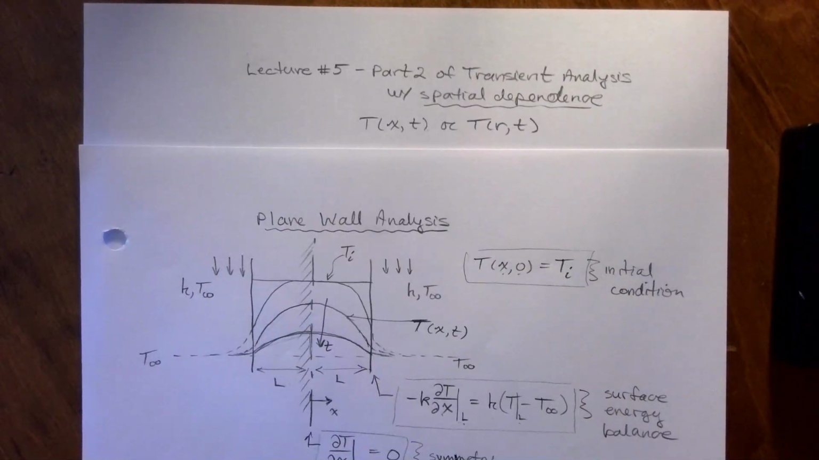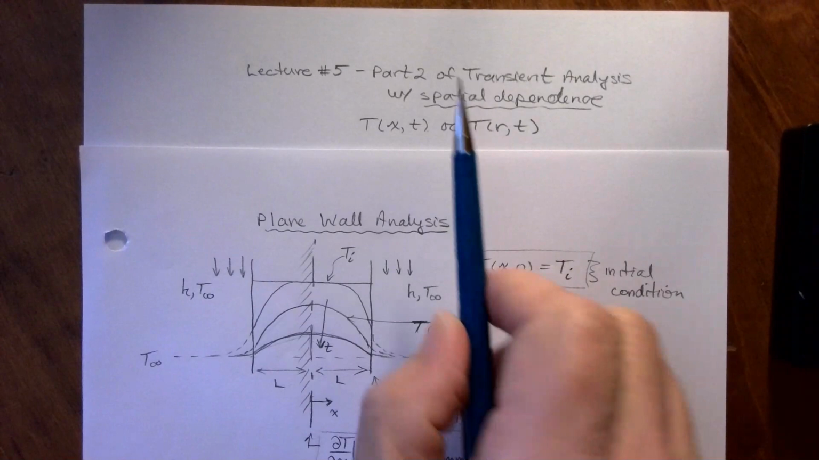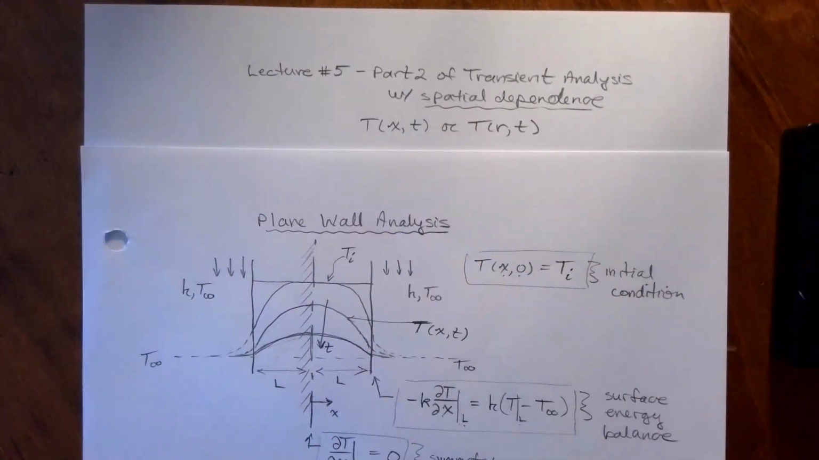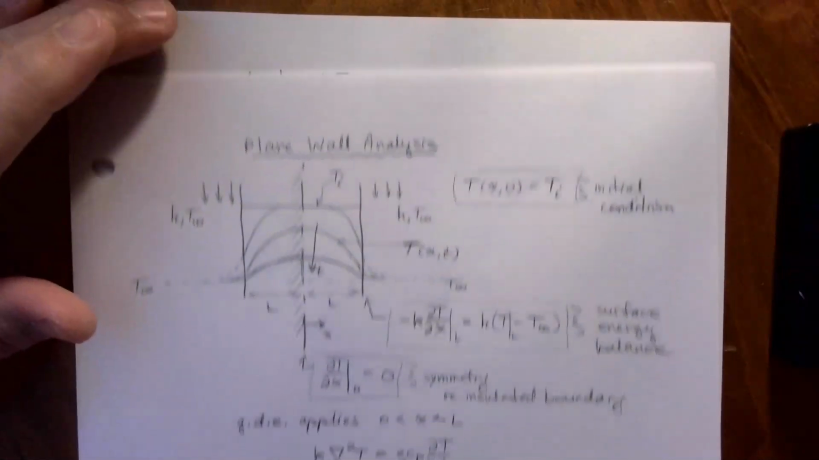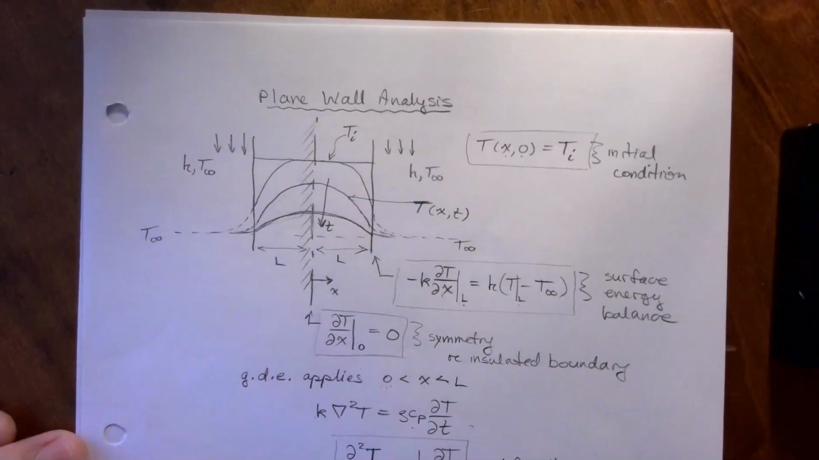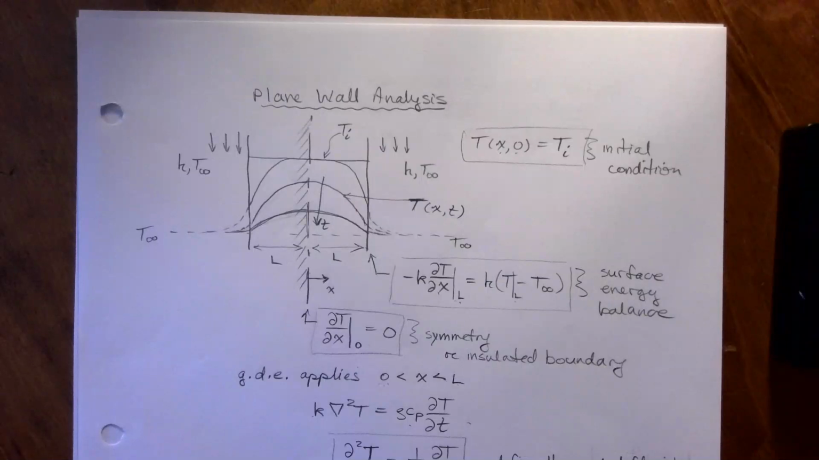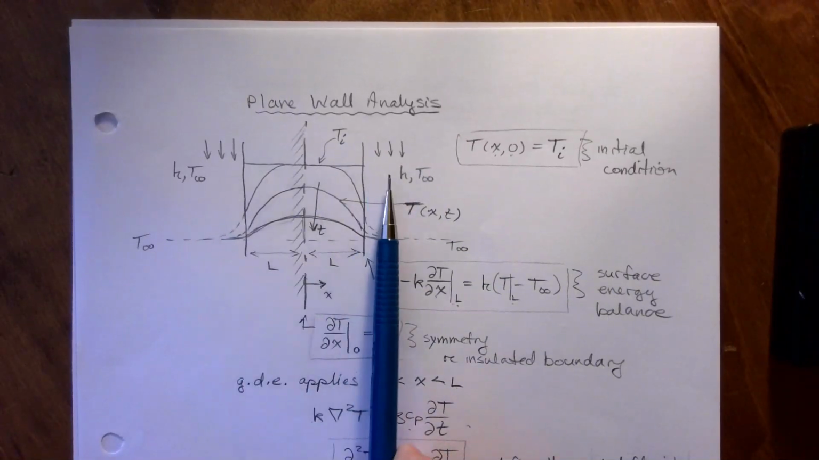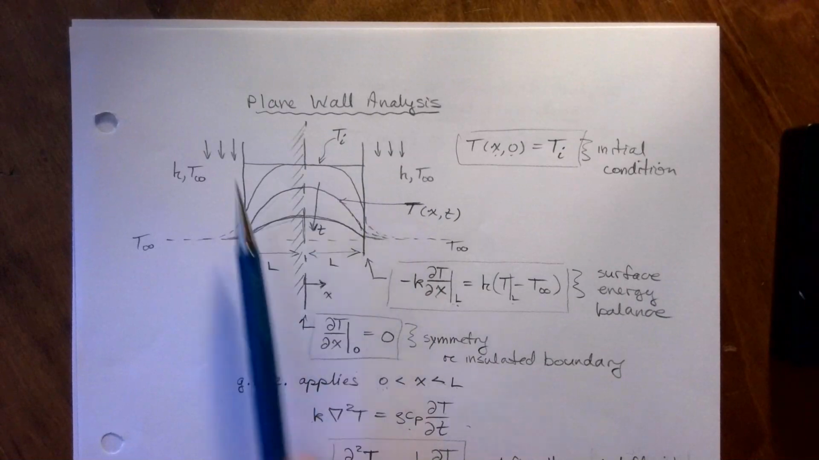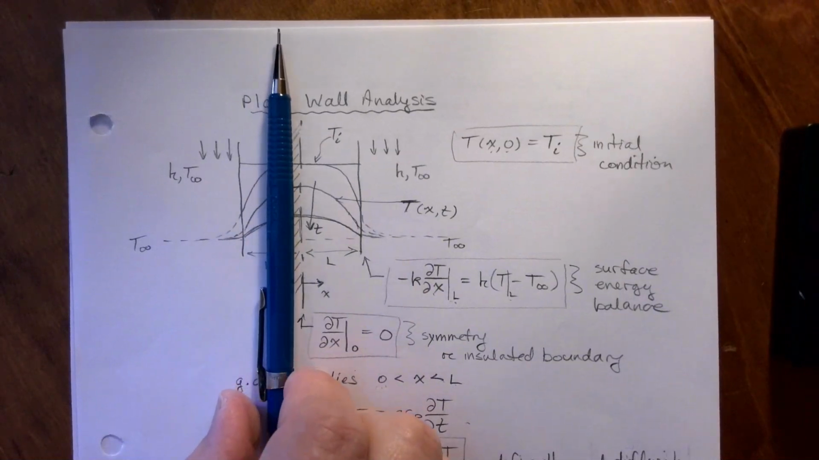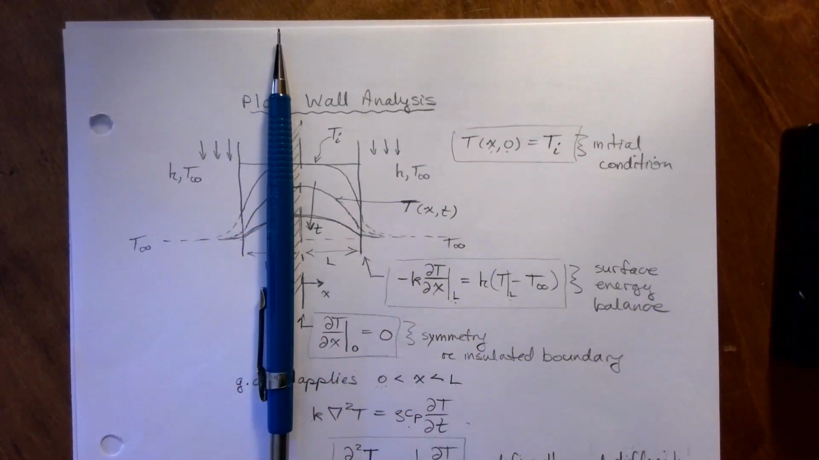For lecture 5 of heat transfer, we're going to continue our discussion of a transient analysis with a spatial dependence. So this is effectively part 2 of that discussion. We had been talking about a plane wall analysis where we considered the wall to be symmetric, so we have convection on each side of the wall, or if we had insulation, then we can call the symmetry boundary condition at x equal to 0 the same as an insulated boundary condition at x equal to 0.